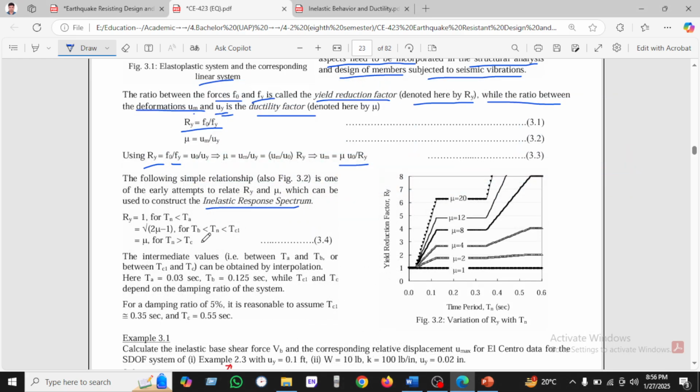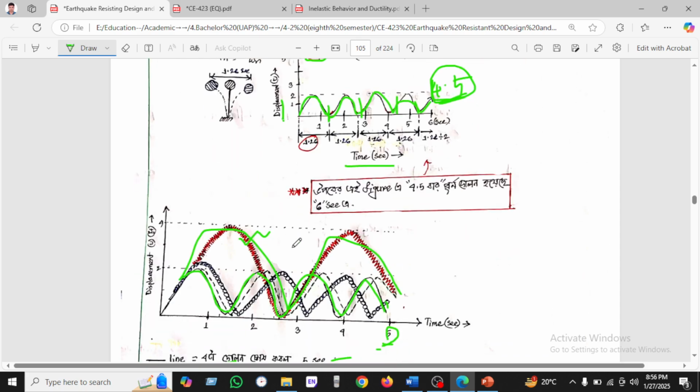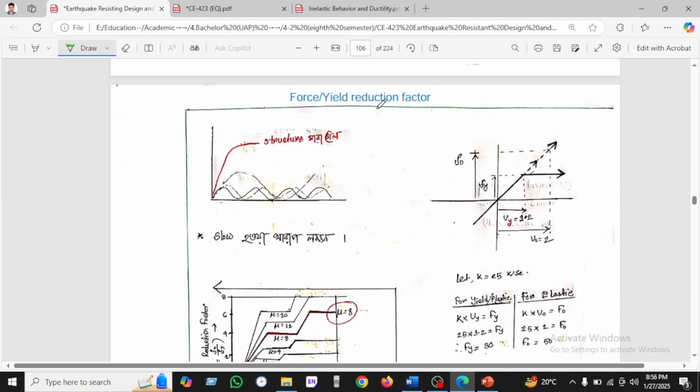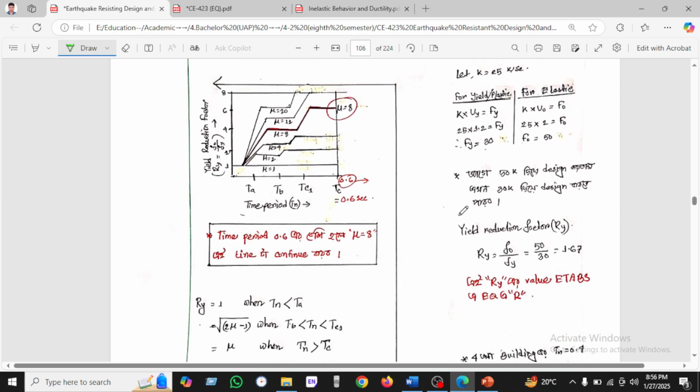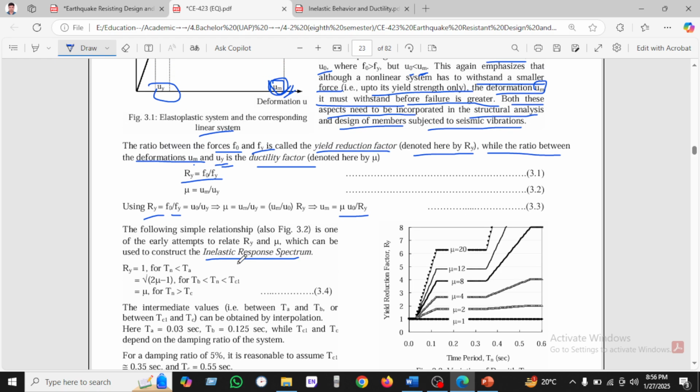Okay. Ry equal to 1. We can see another example is given here. So I am going here for yield or reduction factor. These are the graphs we have been shown here. For inelastic response, Ry equal to 1.